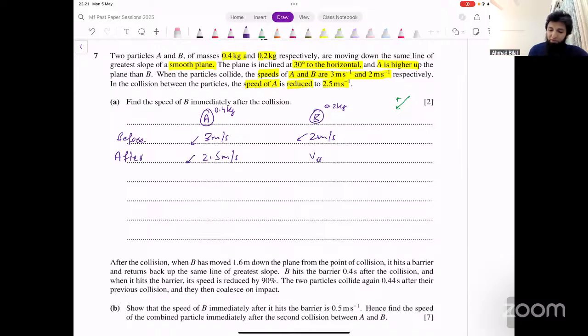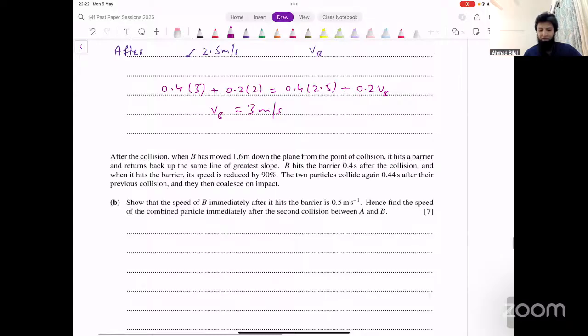We can use conservation of momentum for this. Momentum before collision equals momentum after collision. Momentum before collision, that's 0.4 into 3. We're considering downwards positive, right? 0.4 into 3 plus 0.2 into 2. That should equal 0.4 into 2.5 plus 0.2 into VB. We can find the value of VB from this, see what that turns out to be. That's 3 meters per second. Thank you. That's the first part. That's fairly straightforward.